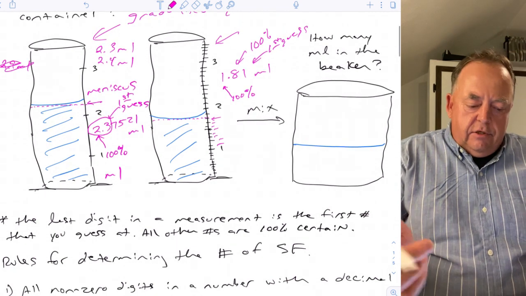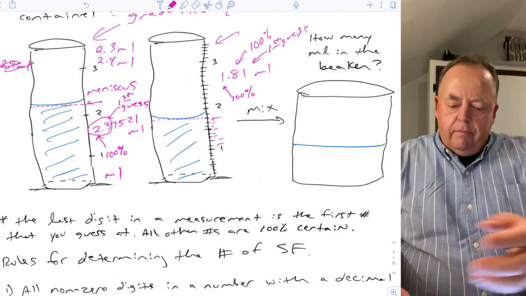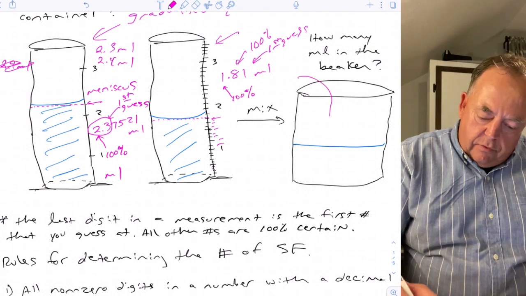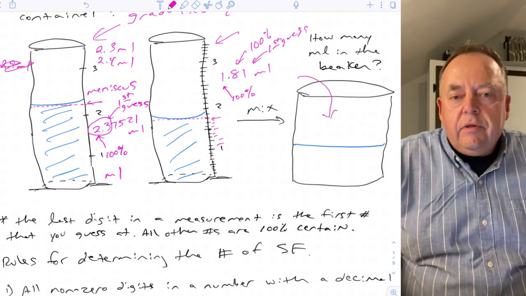Okay, so now we're going to take these 2 solutions and we're going to mix them together and pour them into a beaker. So now we mix and pour them in. So what's the volume in the beaker now?